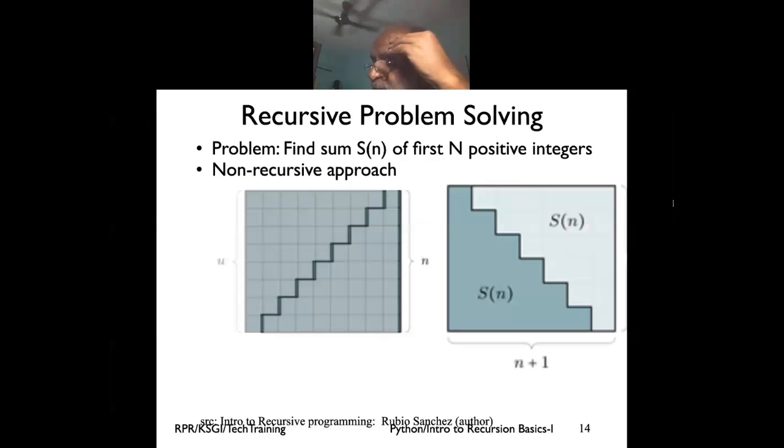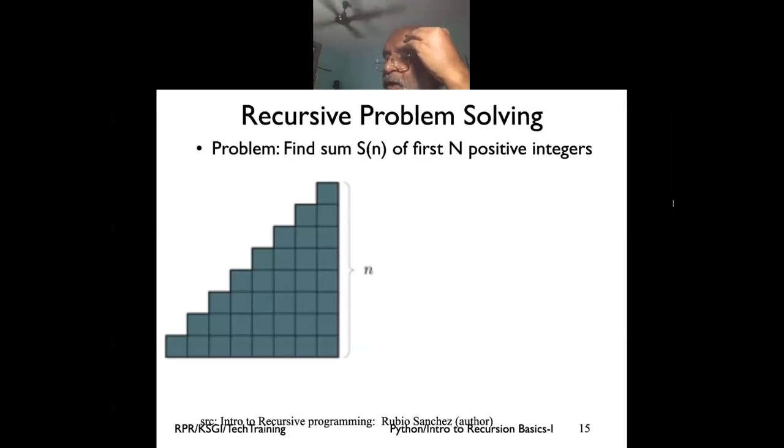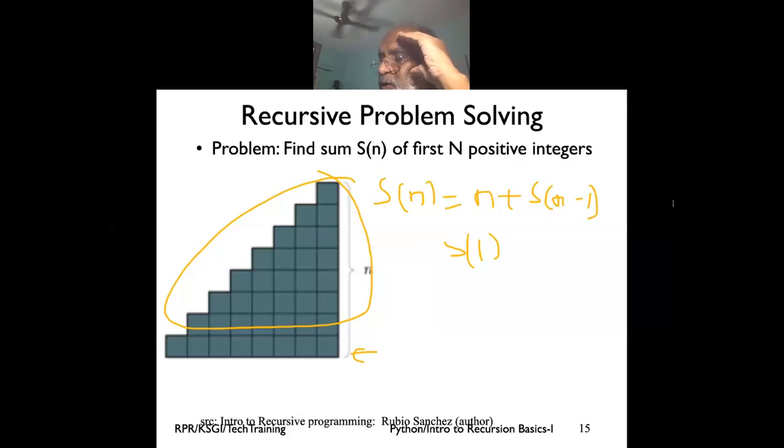Now let's do this. So let's look at this non-recursive approach. Let's look at the recursive approach. To find the sum of n numbers, if I can find the sum of n minus 1, then add n to it, I'll get my answer. So I can say S of n is nothing but n plus S of n minus 1, where S of 1 is equal to 1.